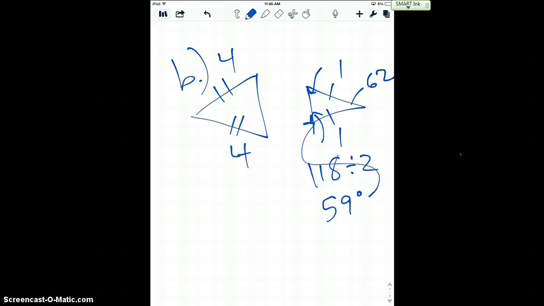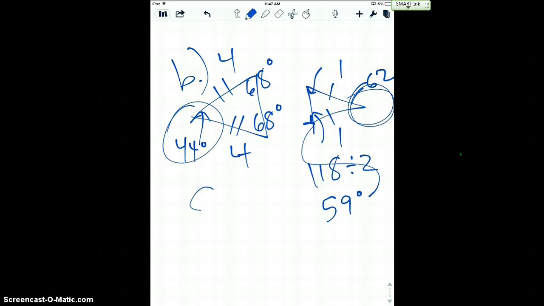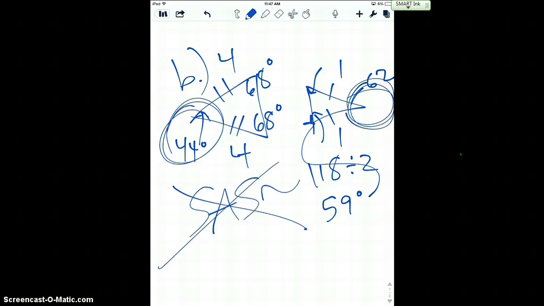And then this one gave me 68 here. If that's 68, then this has to be 68, which means that the other one would be 180 minus 136, which is 44. So do I have their included angle the same? So I could say side-angle-side similarity. No, I don't. These were not the same, the included angle. So I would say no, they are not similar.